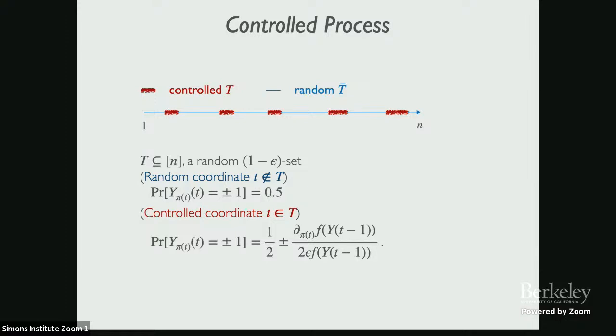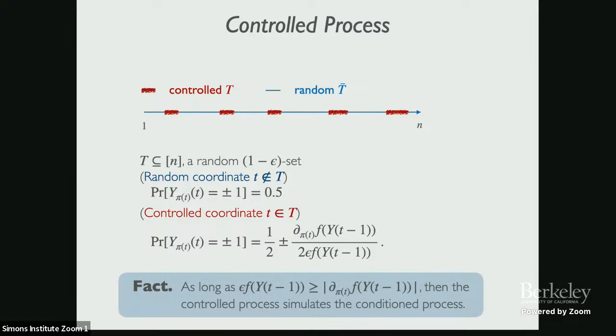Anyway, so this is just some straightforward calculation. And the thing is, for this to be a valid probability distribution, it has to be the case that the partial derivatives are much smaller than epsilon times the value of the function. So therefore, our goal is actually to study when this condition is going to be violated.